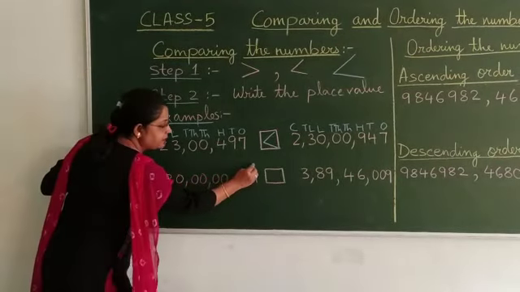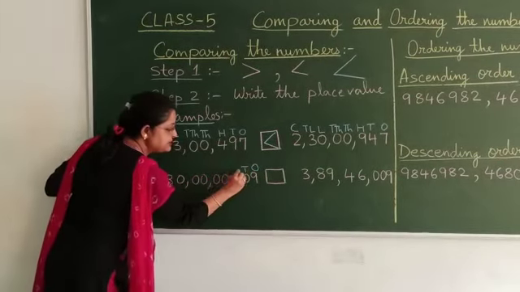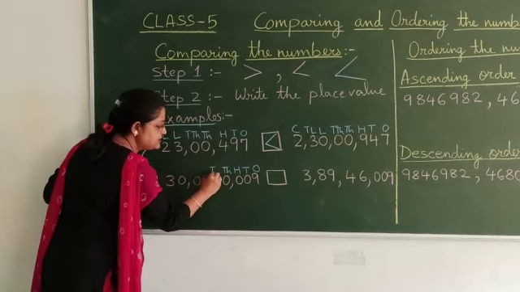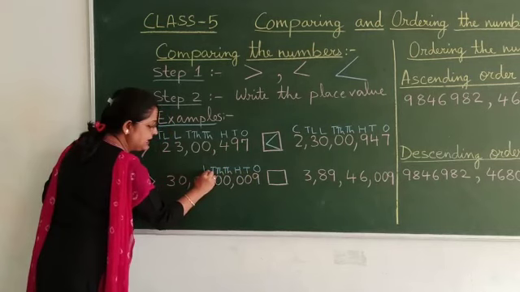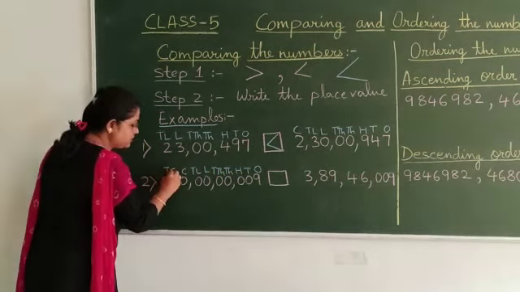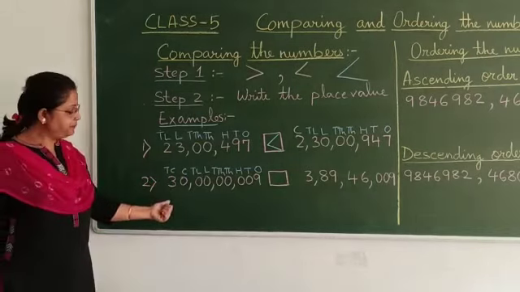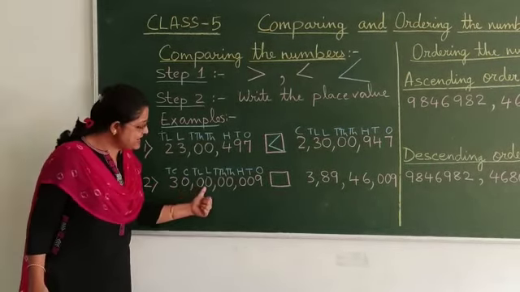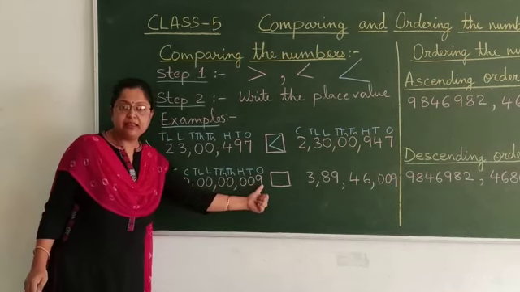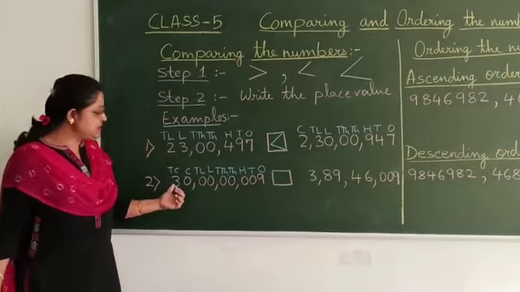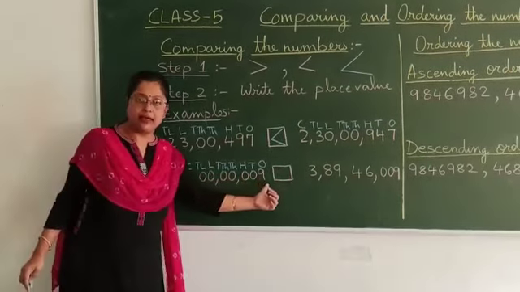Alright? Ones, tens, hundred, thousand, 10,000, lakh, 10 lakh, crore, 10 crore. Now read the number: 30 crore and nothing there, directly 9. So the number which is given to us is 30 crore and 9.